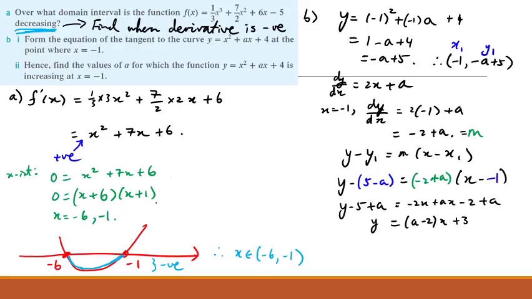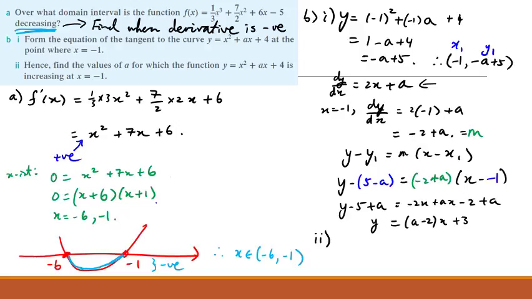Alright, part 2. I shouldn't use those actually, I just noticed. This is all part I. So, part 2. Hence, find the values for a for which the function is increasing at x equals -1. So we have our gradient function, which is here, and we need to show that it is increasing at x equals -1.